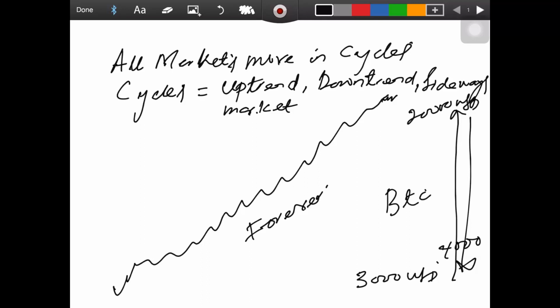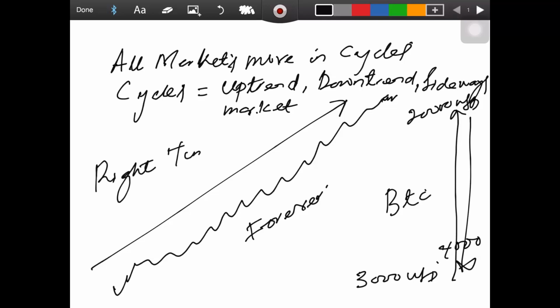It's very simple. Principle number one: all markets move in cycles. The market cannot just keep going up in a straight line. So you need to know it's all about right timing, which means timing of entry and timing of exit. There's a time to buy, there's a time to sell, there's a time to wait, there's a time to stay away from the market and watch.